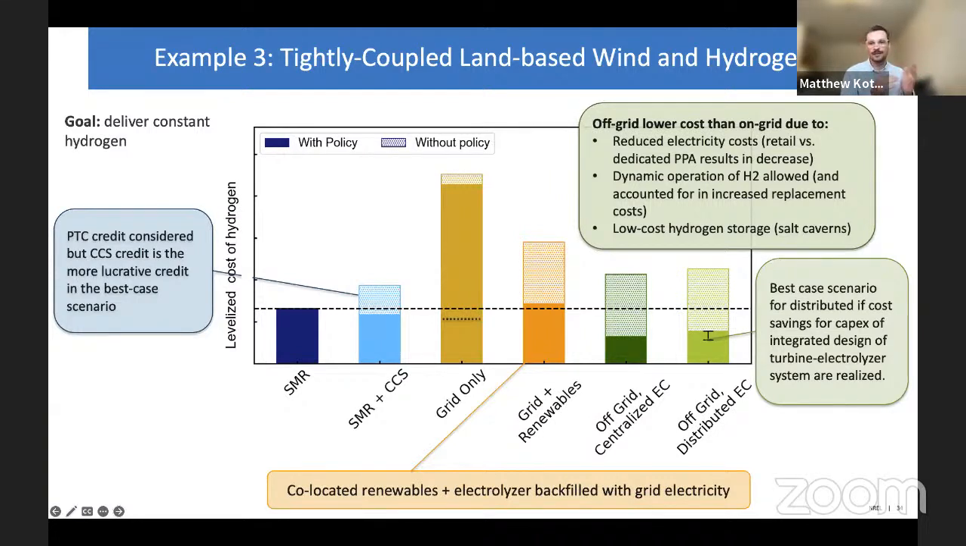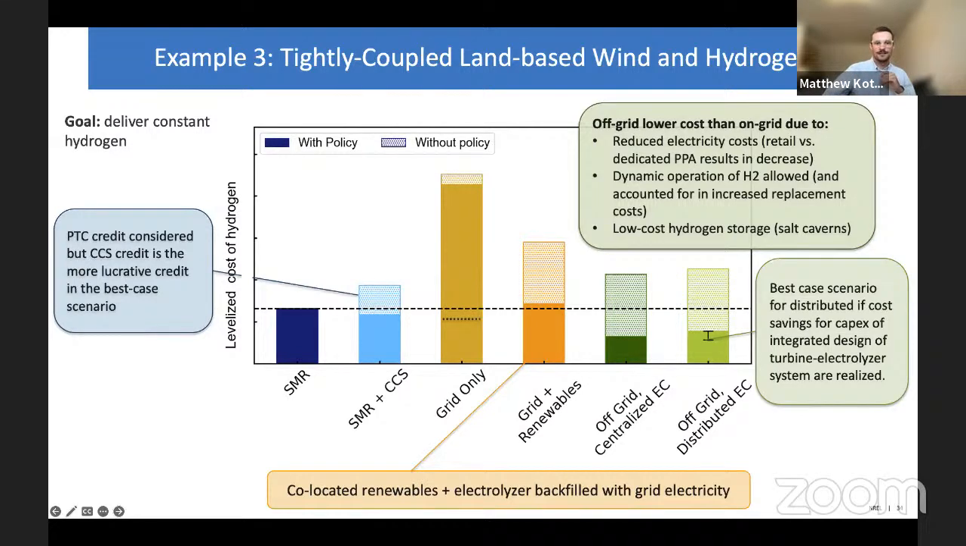And of course, there's a lot of complications with stackability, which is also why we have all these different examples here. So we have SMR with carbon capture storage, grid only, grid plus renewables, and then off-grid scenarios as well. So you can see here, of course, the goal is to be ensuring consistent hydrogen because that's the demand that's needed for the steel industry.